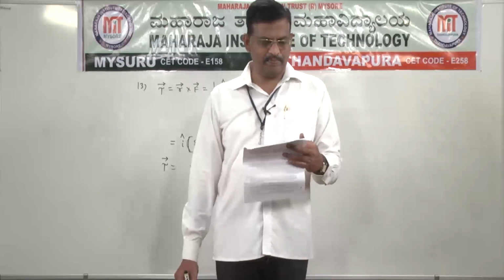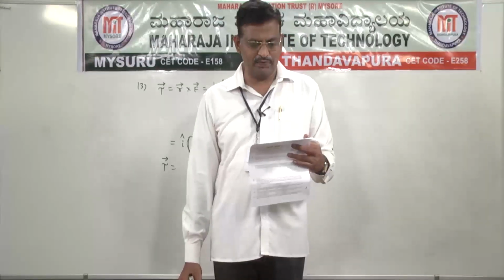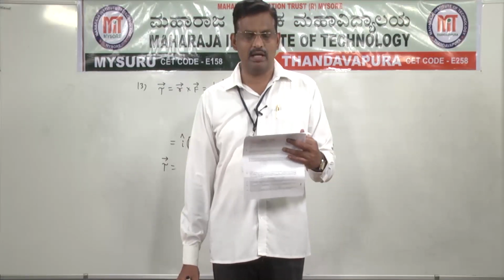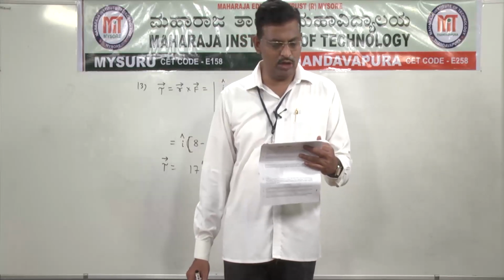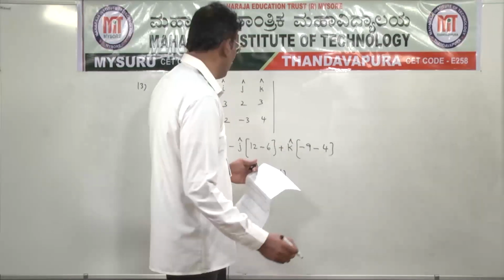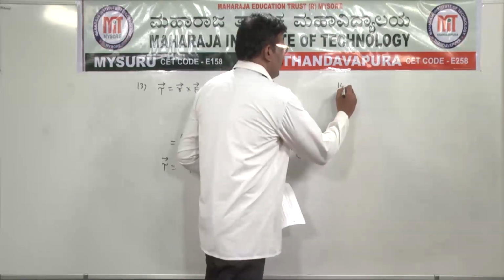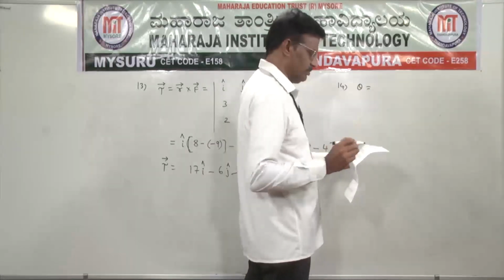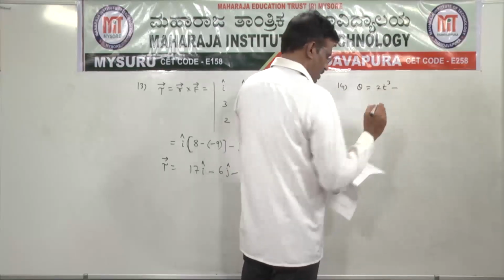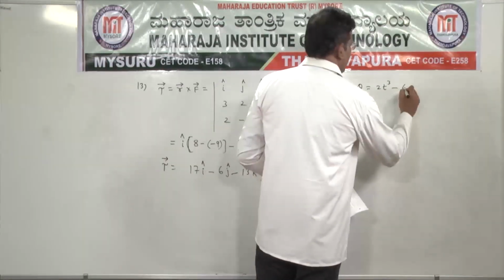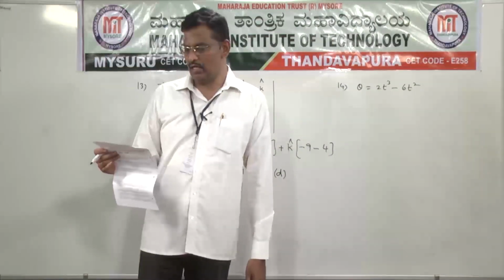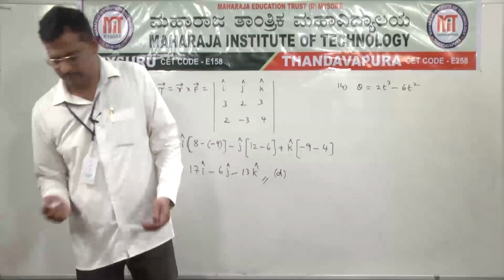Next, 14th question. The instantaneous angular position of a point on a rotating wheel is given by the equation theta in terms of t is equal to 2t cube minus 6t square. The torque on the wheel becomes 0 at. In the 14th question, theta, the angular displacement, is given in terms of t. So 2t cube minus 6t square is the given equation. We are asked to find out when the torque on the wheel becomes 0.